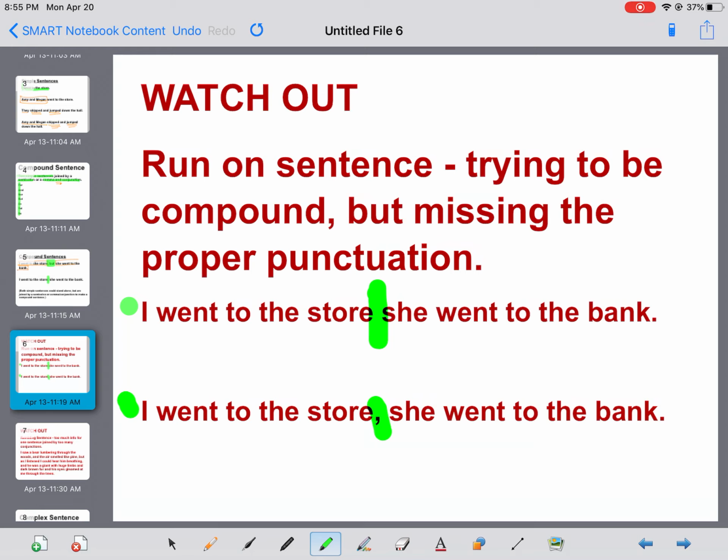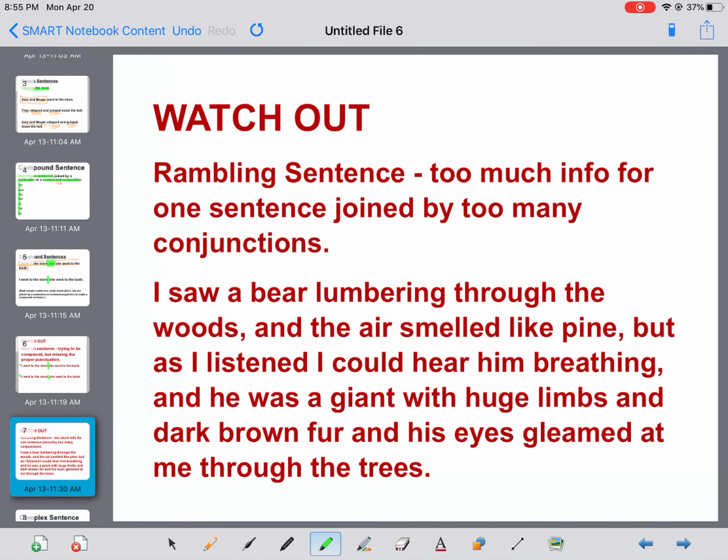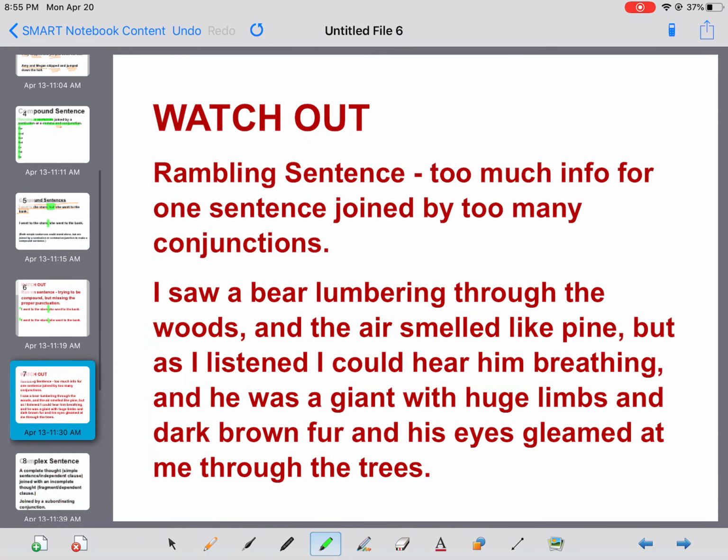That's one of the most common writing errors that I see. And then one more, not so common, but it does come up a few times, is when you're trying to make a compound sentence, but you're making it too compound. Okay, you're putting too many things in your sentence, too much information joined by too many conjunctions. So here's an example here.